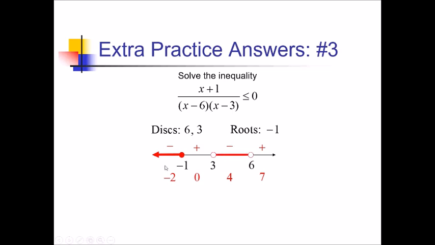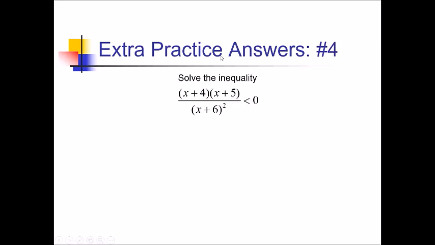And writing that in interval notation for the far left, I've got negative infinity, comma, negative 1, parentheses on the infinity, bracket on the negative 1 because of the solid dot, and then union 3, comma 6, both of those parentheses because those are both open dots.